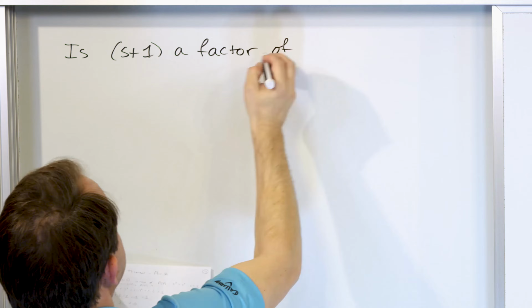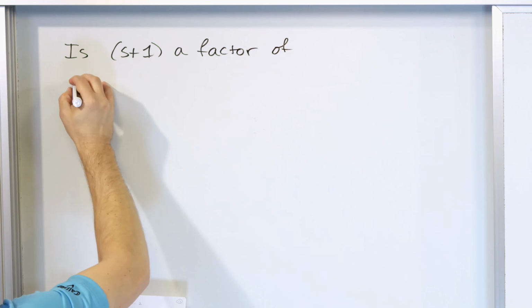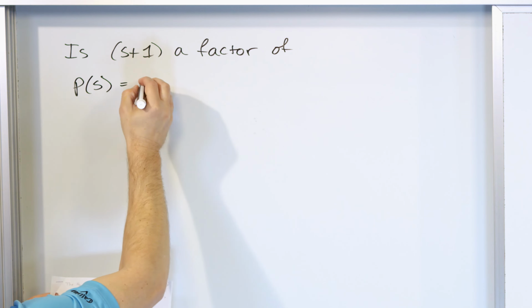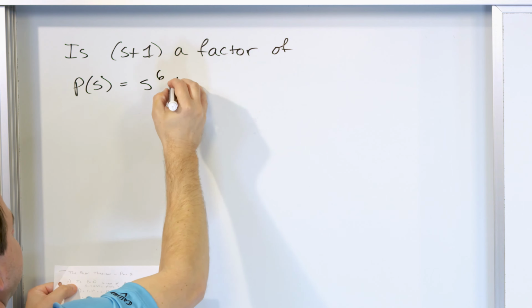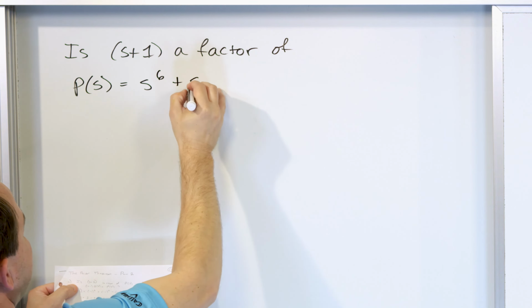The first question is: is the term s plus 1 a factor of the polynomial p of s equals s to the 6th plus s to the 5th minus s plus 1? That's the question you would see written in your book or on your test. Is s plus 1 a factor of this? The easiest way to figure that out is to think back to what the factor theorem says.